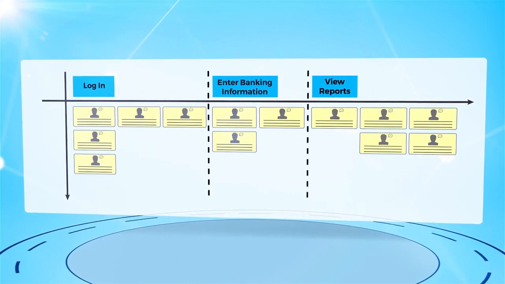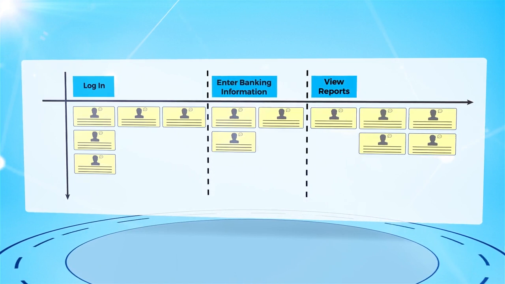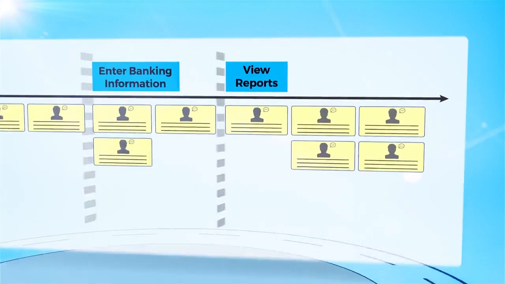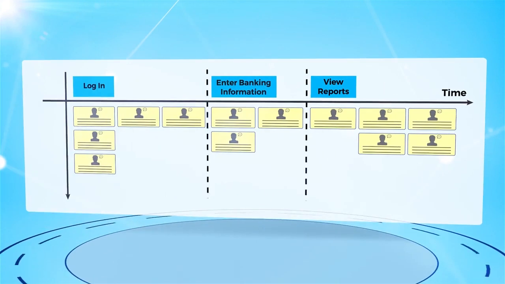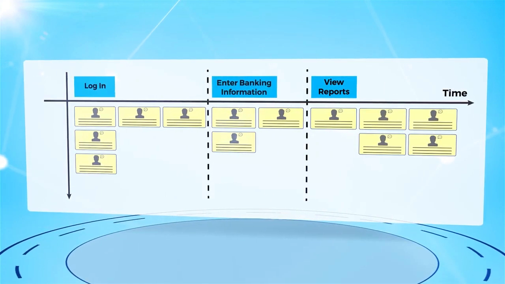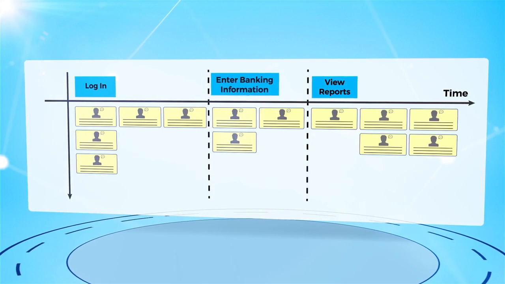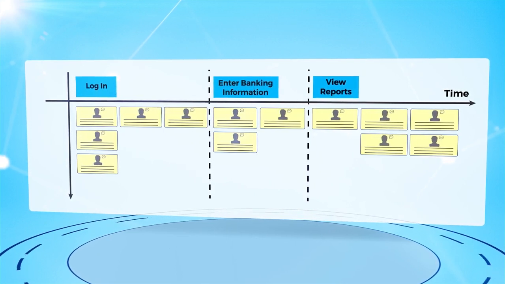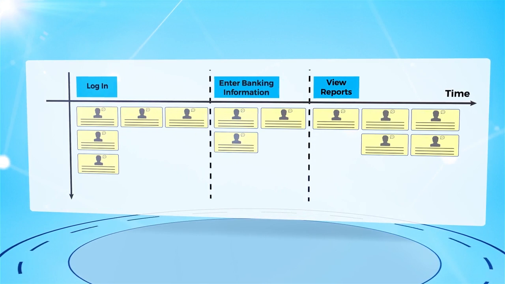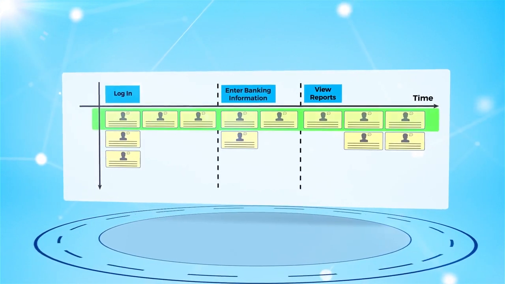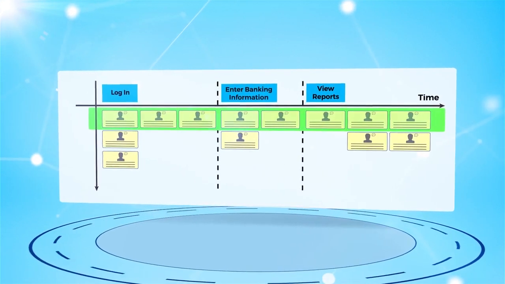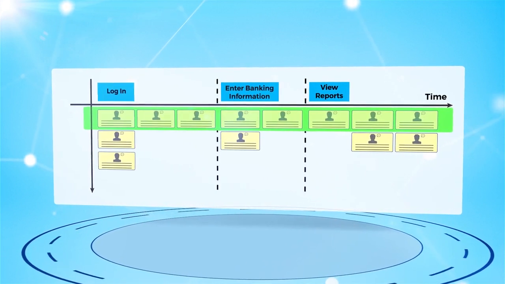The horizontal axis is also ordered based on the order of how users use the system over time. So in the previous example, a user would most likely first log in, then enter banking or transaction information, and then view reports. The first row of the story map is called the walking skeleton and is considered the minimum working version of the system that can provide value to a user.